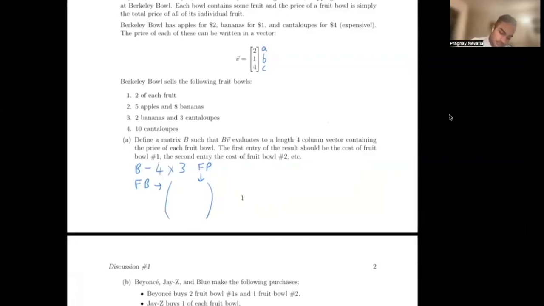Okay, so keeping that in mind, hopefully it's more straightforward to just fill in the matrix B now. So you can just do 2, 2, 2, 5, 8, 0, 0, 2, 3, and 0, 0, 10. Sorry about that, 1 second, we just fix this. 5 and 0 and 10. Okay, so that's your matrix B.